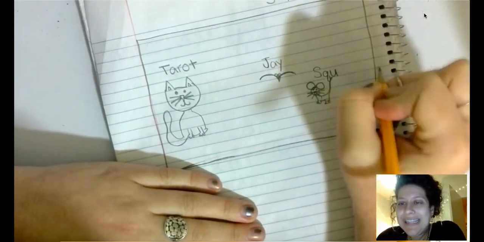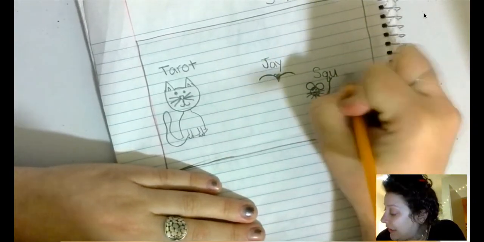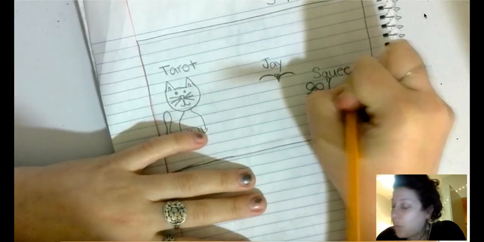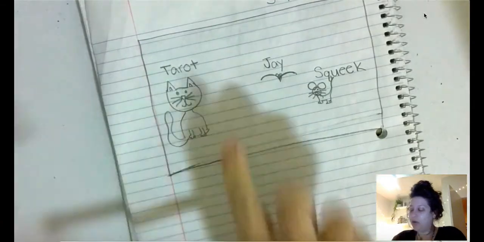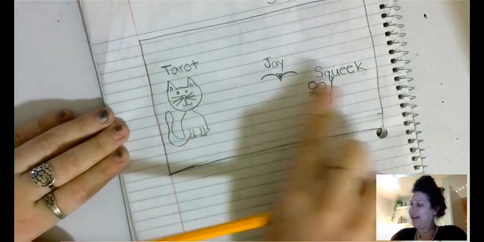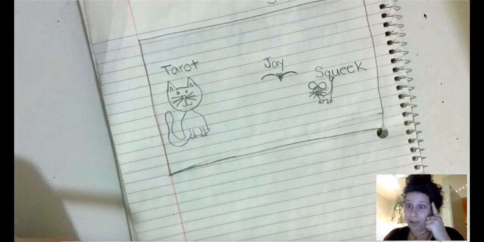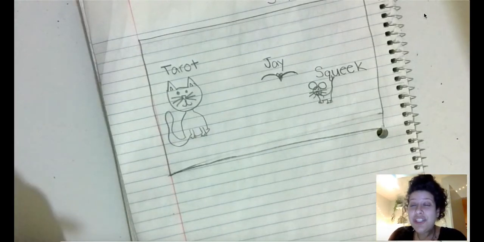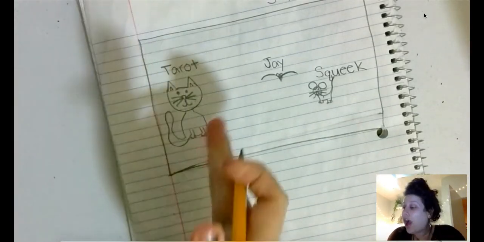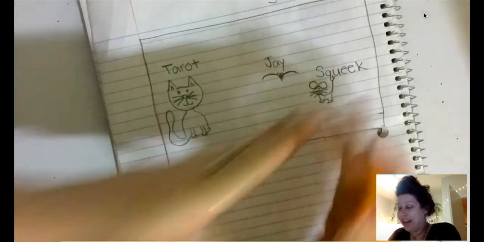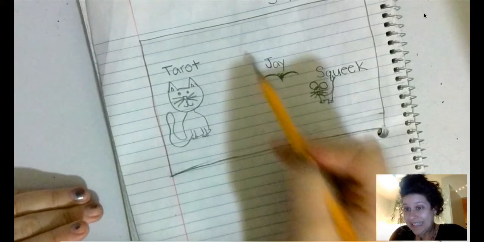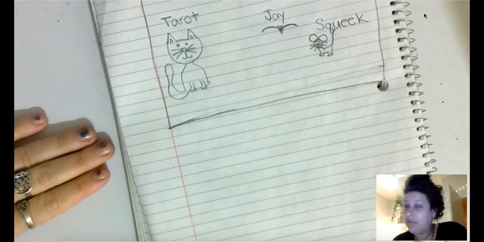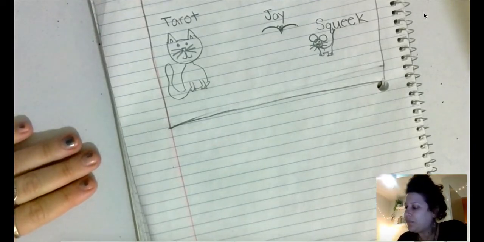Q, U, E, long E. Squeak. Squeak. So Taro's my main character, and I have Jay and Squeak. Now I remember the directions said I needed at least 2 sentences describing each of these characters. So I'm going to need 2, 4, 6 sentences. I'm a big first grader now, so I can write 6 sentences.